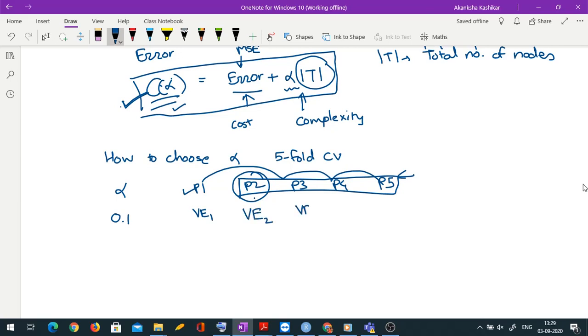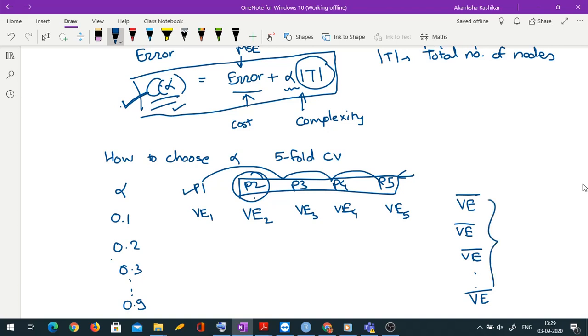Okay. Similarly, I'll get VE3, VE4 and VE5, and using these 5, now I can compute the average validation error over these 5 parts. You can compute either average or total, doesn't really matter. Okay. So this exercise I did for alpha equal to 0.1. We have to repeat it for alpha equal to 0.2, 0.3, suppose till 0.9. Okay. So for every value of alpha, I will have one estimate of validation error, which is actually an estimate of test error. And then I would choose that alpha for which this is minimum.